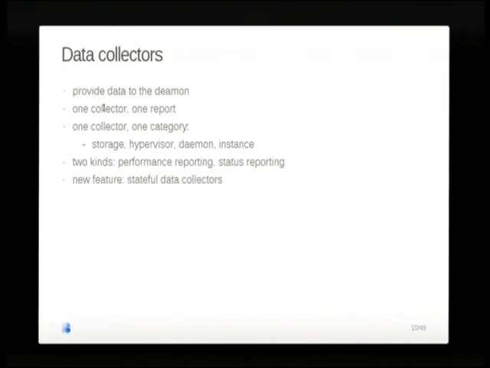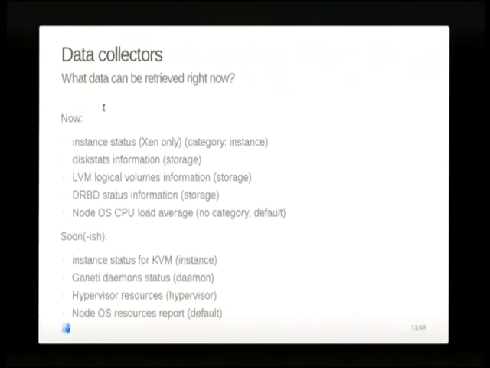And then there are some data collectors that are stateful, which means they remember some history, while normal ones like "is this up or down" are only about the last moment. So you can read, for example, instance status. I think KVM is coming in 2.10 or 2.11. The GRNet people should have more information about that.